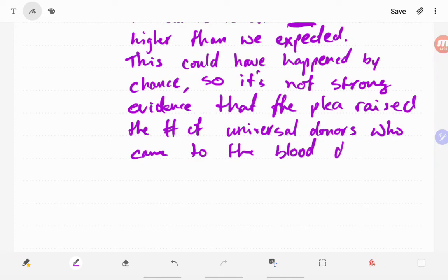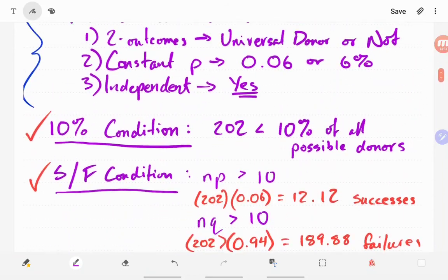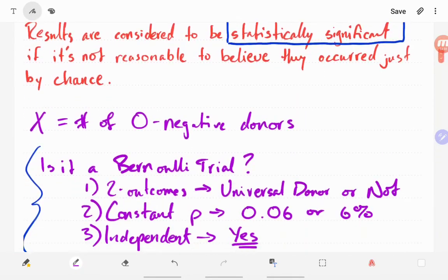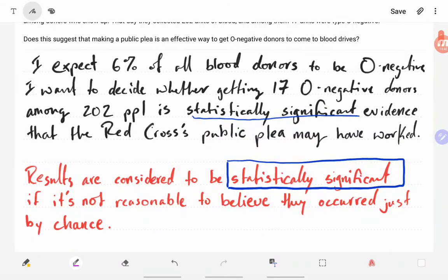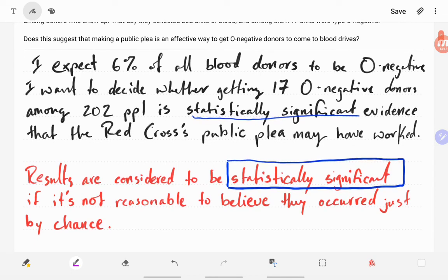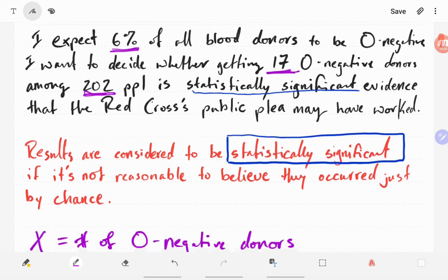Sorry that we have so much writing to do on this one, but with these kinds of problems, there's a lot that you got to do. We need to state what our question is, which we did up here. So what is it that we're looking for? Can we answer this question? We expect 6%, so we want to know whether 17 out of 202 is statistically significant, whether that's going to be evidence to show that the Red Cross's plea actually worked.